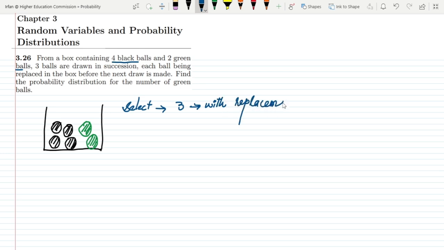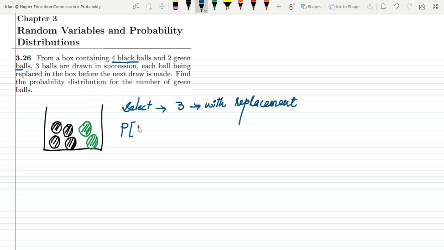Okay, so what is meant by with replacement? Once a ball has been selected, it will be put back into the same bucket, and in the next turn the same number of balls will be present in this box. Okay, so this is the with replacement. If I select a ball out of it and do not put it back into this bucket, that would be the sampling without replacement. Okay, so here I will be doing all the sampling with replacement.